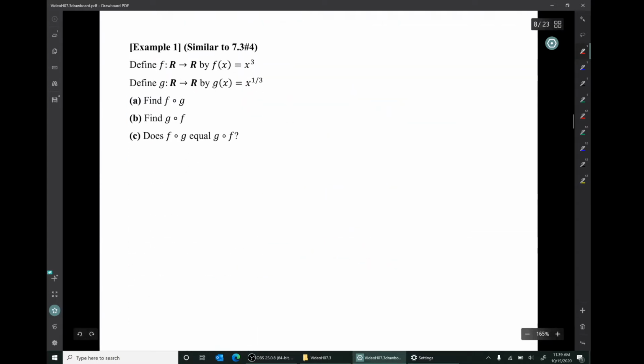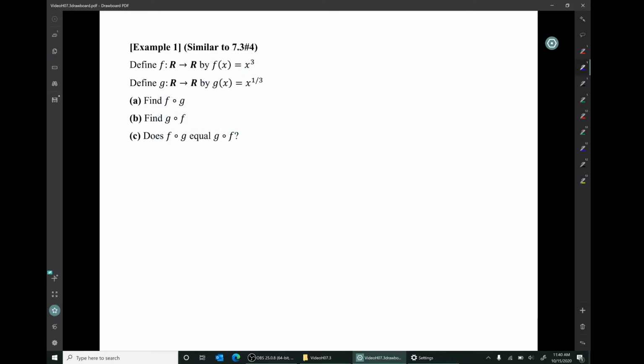Let's do an example. Example 1 is similar to 7.3, number 4. Little f is a function from the real numbers to the real numbers, defined by f of x equals x cubed. Little g is a function from the real numbers to the real numbers, defined by g of x is x to the 1/3. So find f circle g, find g circle f, and answer this question: does f circle g equal g circle f?